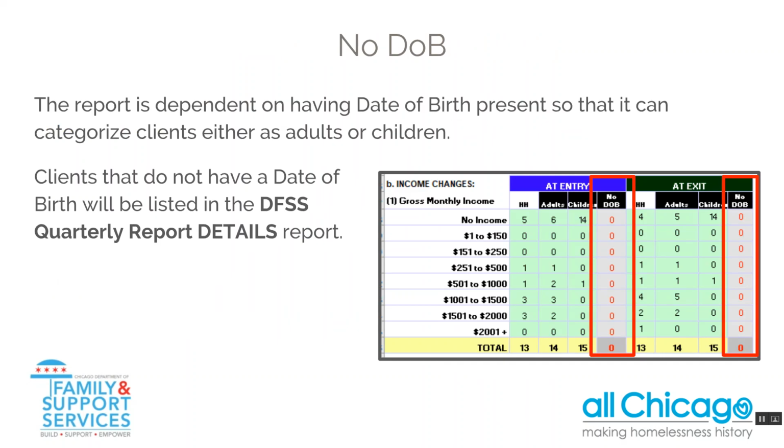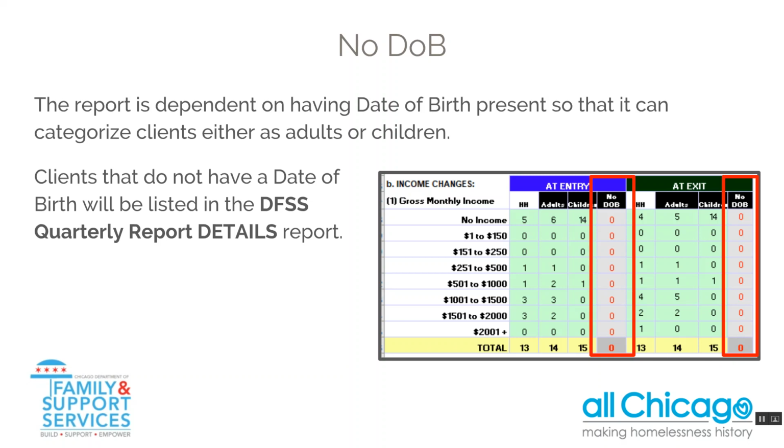And then we have the no DOBs. So the report is dependent on having date of birth present so that we can categorize clients either as adults or as children. So clients that don't have a date of birth are going to be listed on the DFSS quarterly report details so that we can then slot them into the appropriate categorization of whether they're an adult or a child. And I also want to mention that we have had several family projects say that the number of adults to the number of household heads of households are off.